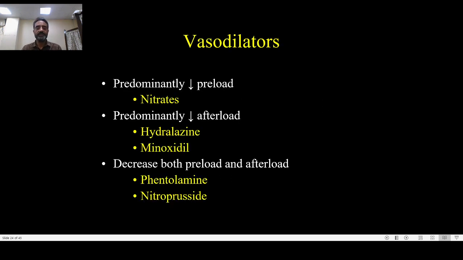Then vasodilators. They predominantly decrease the preload. This is so for nitrates. Hydralazine and minoxidil predominantly decrease the afterload. So nitrates predominantly decrease preload, hydralazine and minoxidil predominantly decrease afterload. Then there are drugs which decrease both preload and afterload: phentolamine and nitroprusside.